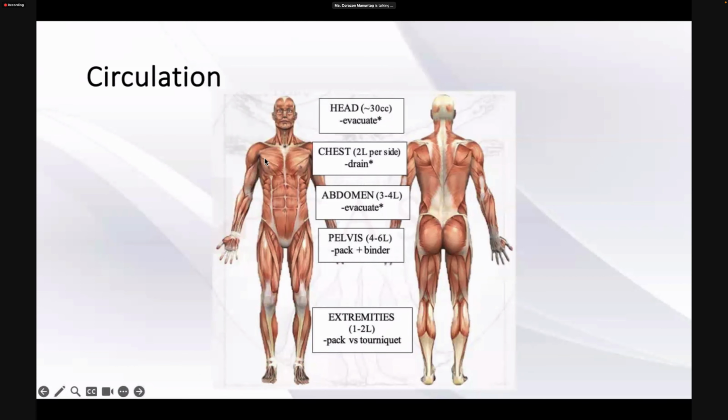In the abdomen, you can lose 3 to 4 liters, especially in blunt abdominal trauma where no wound bleeds outward. In your pelvis, 4 to 6 liters. In the extremities, 1 to 2 liters. And you only lose about 30 cc, 30 ml of blood in the head. So hypotension due to a TBI is unlikely. You need to work up other causes of hypotension.